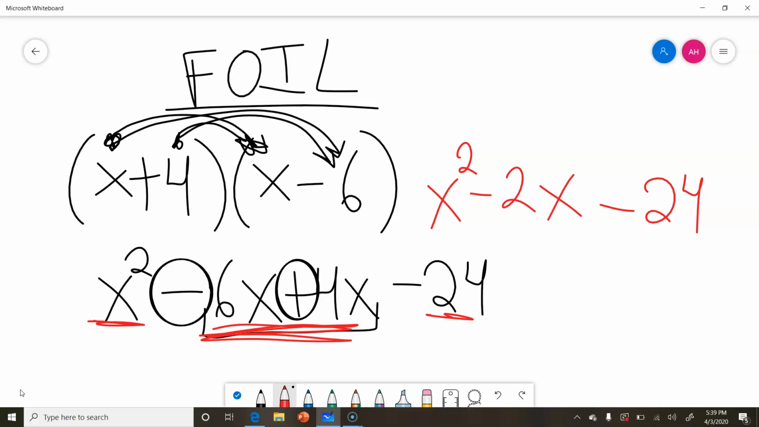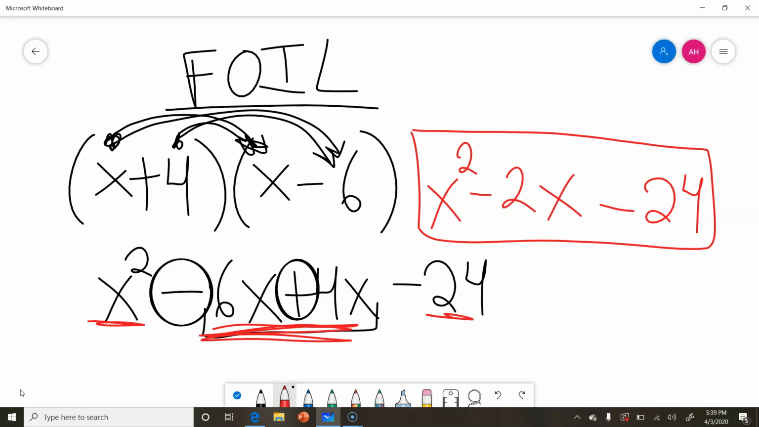Okay, if you have a FOIL method, most of them are going to look like this with 3 terms, okay? If you don't have something that's squared, it means that you probably didn't do something right. If you don't have something squared in your answer in the FOIL method, you probably didn't do it right. There's going to be very few that don't have something squared. Okay, just to give you a heads up on that.